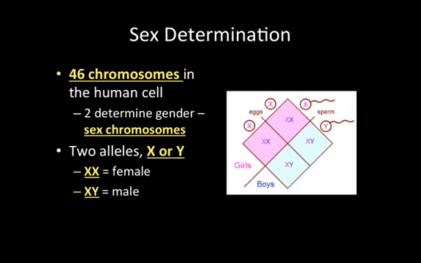The last thing I want to talk about is what's called sex determination and sex-linked traits. And we need to look at sex determination first, and that there are 46 chromosomes in the human cell, you already know this, and 2 determine gender, and they're called sex chromosomes. And there are 2 alleles for each sex chromosome, either an X or a Y. If you're XX, you're female. If you're XY, you're male. All right? So we need to get an understanding of that before we move on to sex-linked traits. You can be female if you're XX and male if you're XY.